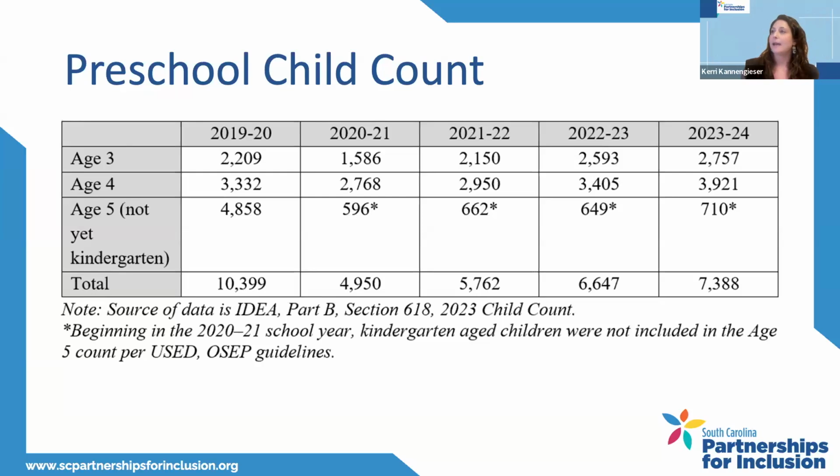So here's the information that we have for the last few years for our preschool child count, starting in the 2019-2020 school year and up through 23-24 school year. And this is coming straight from, like I said, IDEA child count. And I will have you note that you'll see a big change beginning in 2020, 2021, and that's because that's how the feds changed how they were looking at this, and they made sure that our 5-year-olds who were in kindergarten did not get included in this category.